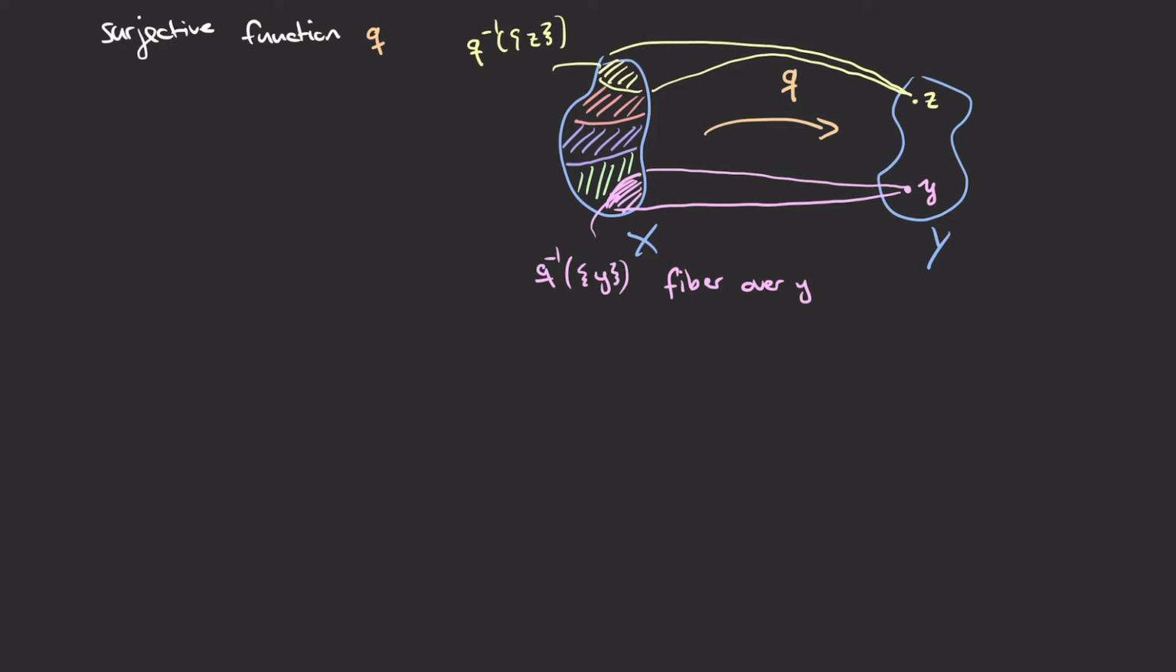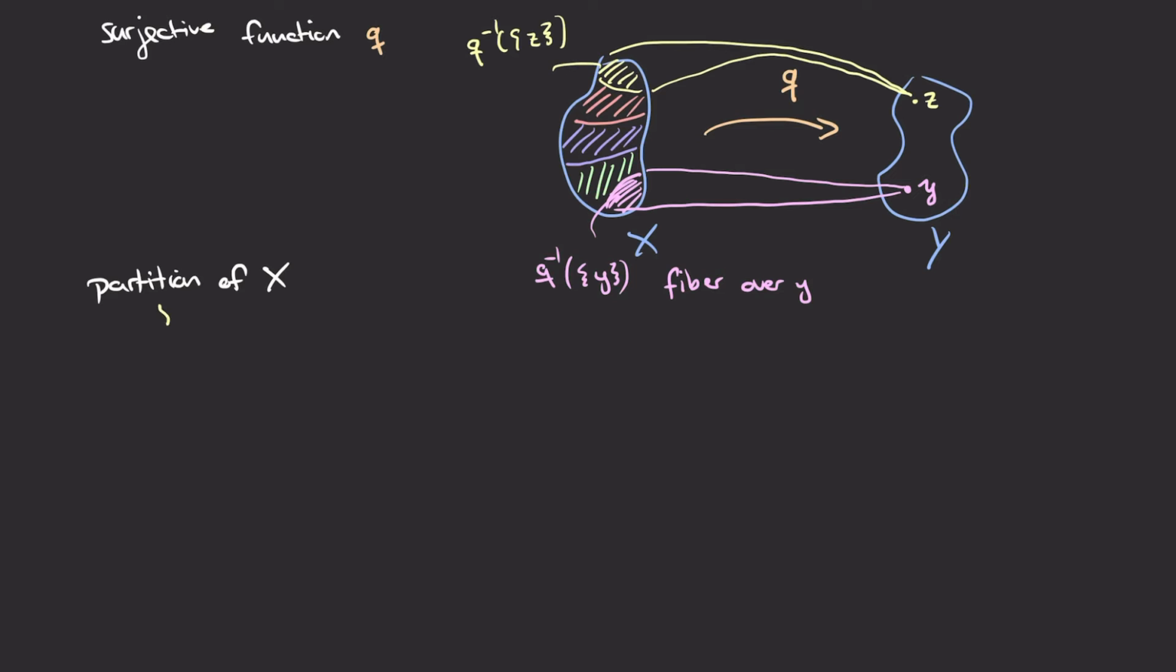Furthermore, each of these fibers is going to be non-empty because the function Q is surjective. In other words, for every point in Y, consider the fiber over Y. Because Q is surjective, there's going to be a point that maps to that point in Y we're considering, therefore that fiber is non-empty. In conclusion, thinking about these fibers over all the points in Y gives us what is called a partition of X.